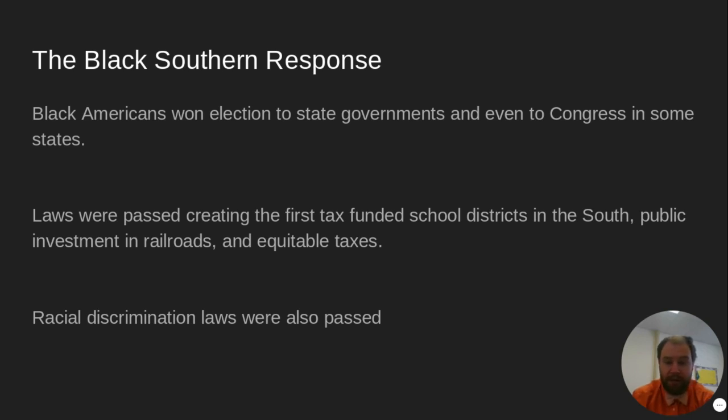Also, they passed laws against racial discrimination, like in transportation and in schooling and all sorts of stuff like that. So they were passing these laws that were basically ensuring that blacks were treated with equity in the South during this brief chance that they got under radical Reconstruction.